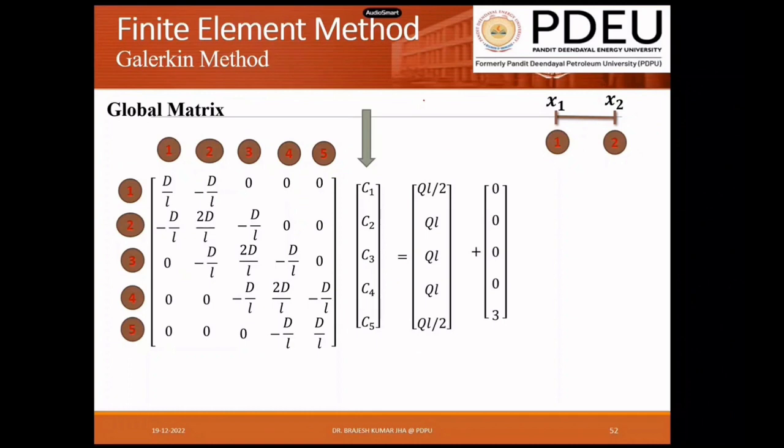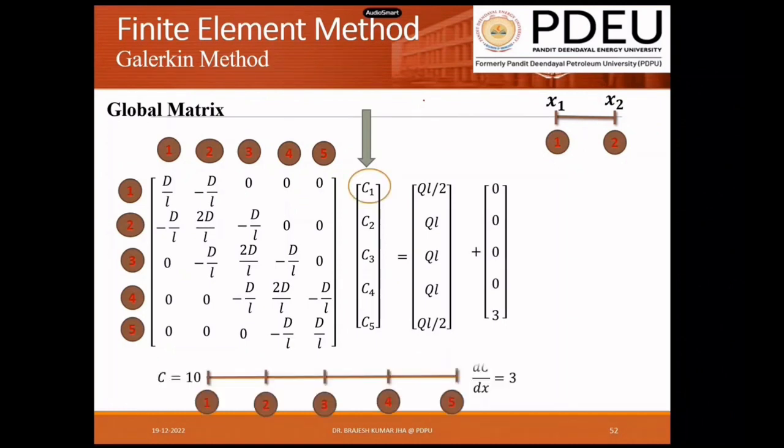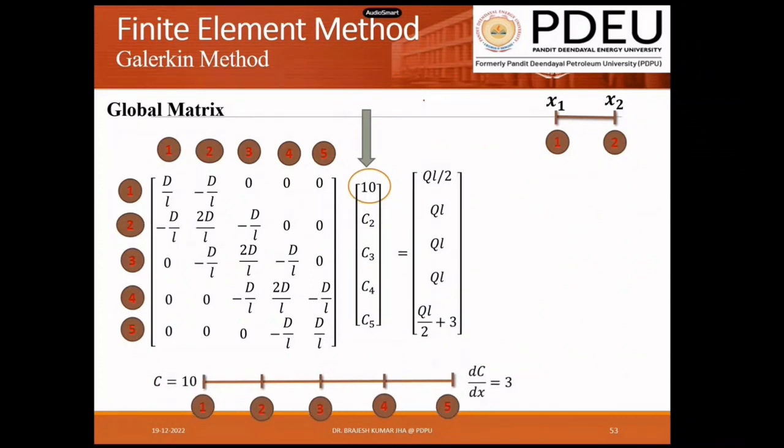Now we apply the boundary condition. C1 is given as 10, and dC by dx equals 3. So that is Q L by 2, sorry, QL by 2 plus 3, that is added here.